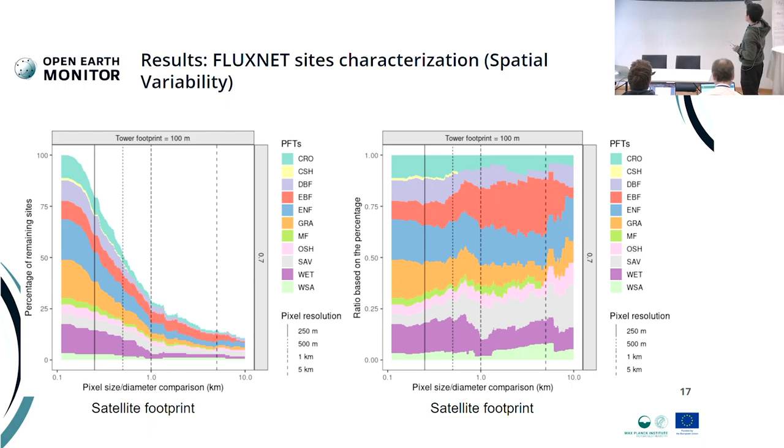So for example, if you check at the beginning, from 100 to 250 meters, most of the sites that we have are evergreen needleleaf forest, but if we move from 1 kilometer to 5 kilometers, actually most of the sites that we have are evergreen broadleaf forest.